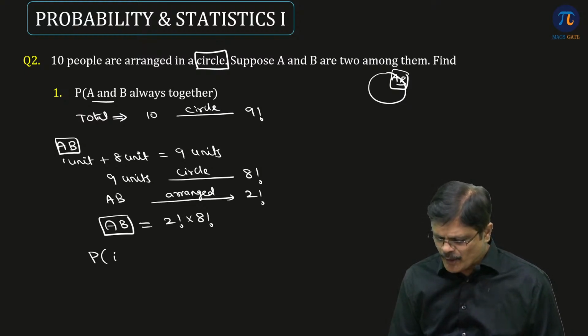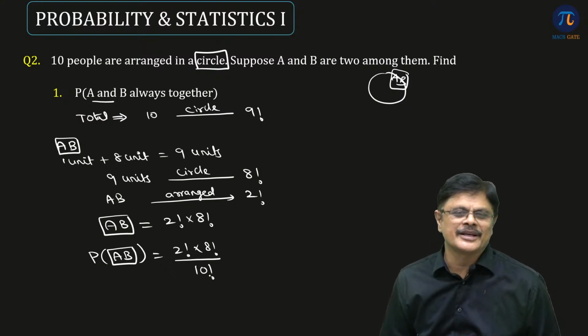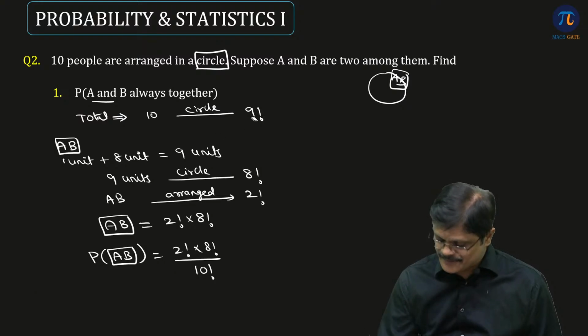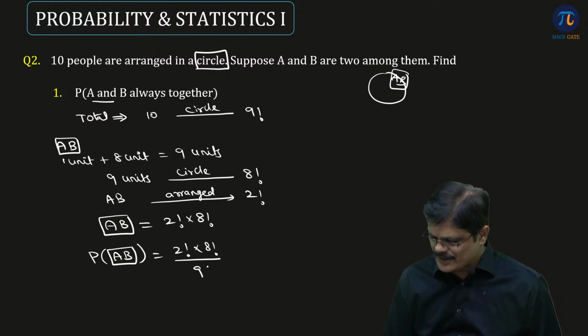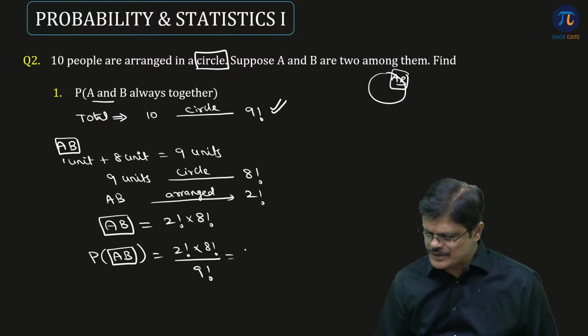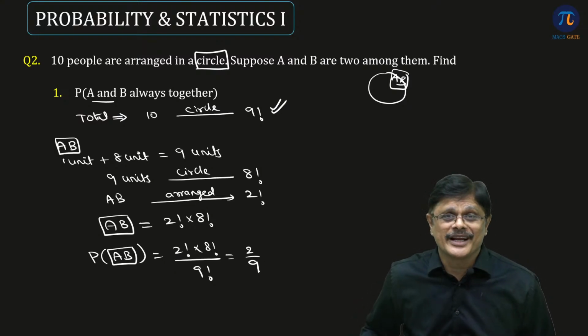So, what is the probability that AB are together? It is 2 factorial into 8 factorial upon 10 factorial? Sorry, not 10, Babu. Denominator is 9 factorial. Please be careful. The total is 9 factorial, na? So, when you simplify, you are going to get 2 by 9, my dear friends. So, the answer for this is 2 by 9.